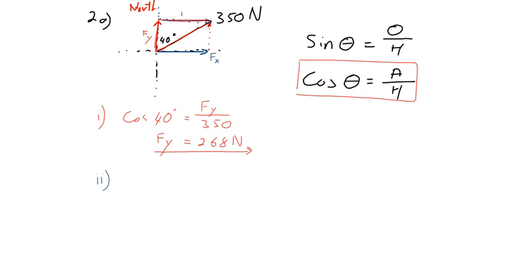So this is Fx in that diagram. It's the opposite side to my angle of 40 degrees. So I'm going to say sine 40 degrees equals Fx, my opposite side, over my hypotenuse. And now I can calculate Fx. What is Fx? It's the sine of 40, which is 0.64, times 350, and that gives me 224.9 Newton. So we can say 225.